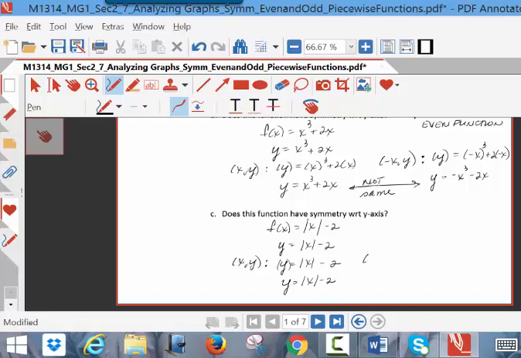But the big one we want to check is when I replace x with negative x, which is where it's going to be on the left side of the y-axis. What does this become? Y replaced by y and x replaced by negative x. So this is y equaling, well, the absolute value of a negative number is going to be positive, right? So this is just going to still be the absolute value, and so it's going to work. These will be the same, and so the answer is yes, this is an even function.